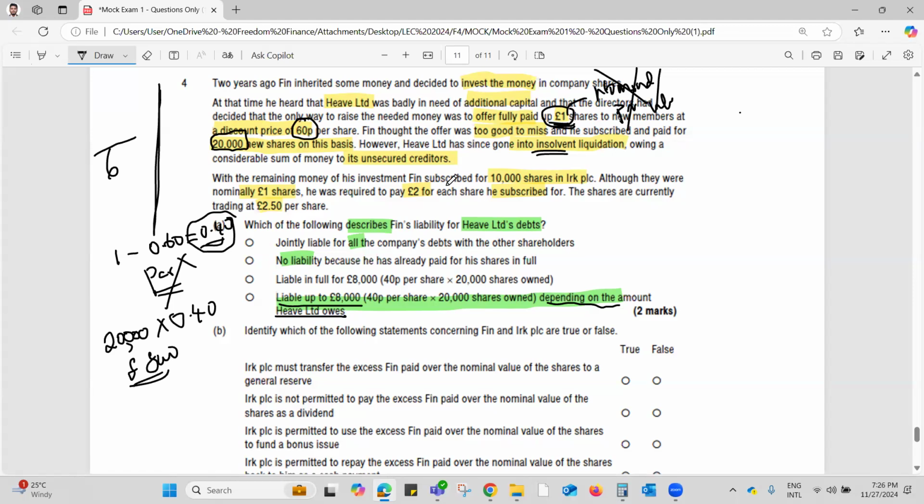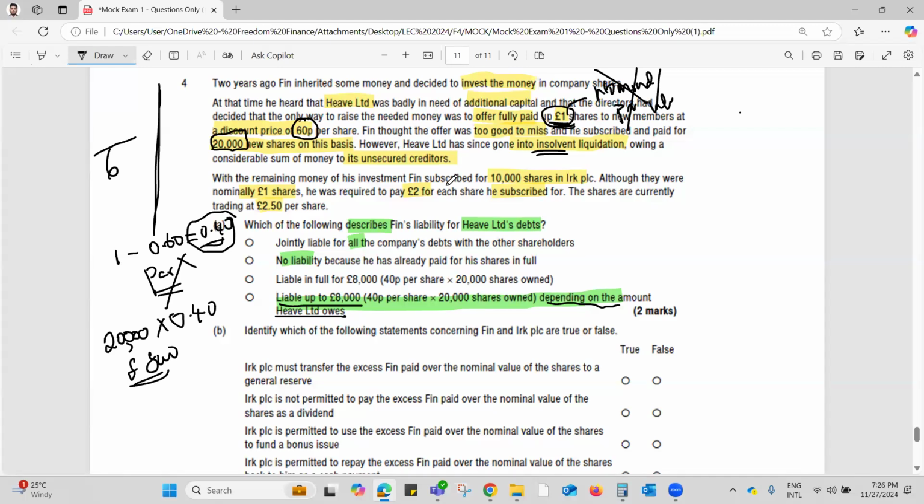Okay, that part of understanding is important. So why not in full? What do you mean by why not in full? Are you asking about the par value of £1, or are you talking about the liability? Okay, the third answer: liability in full for 8,000 pounds.